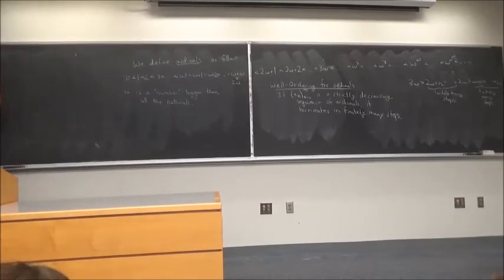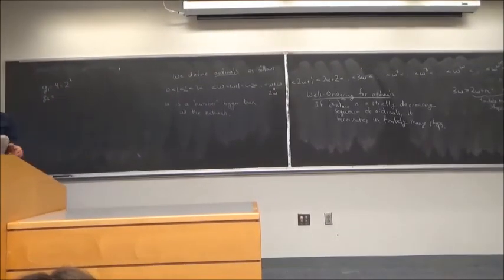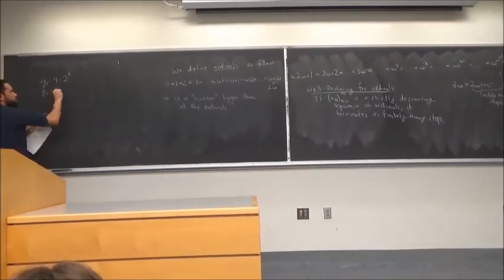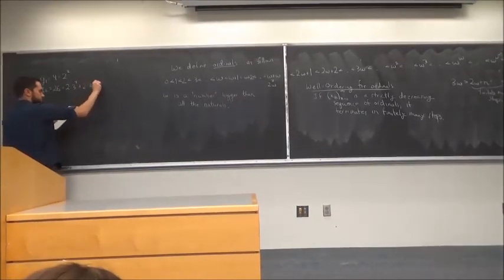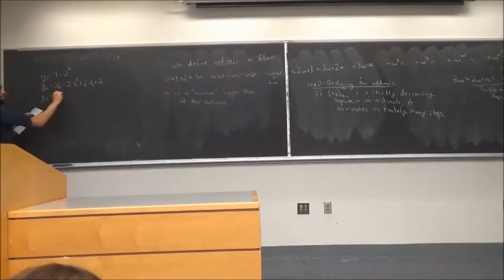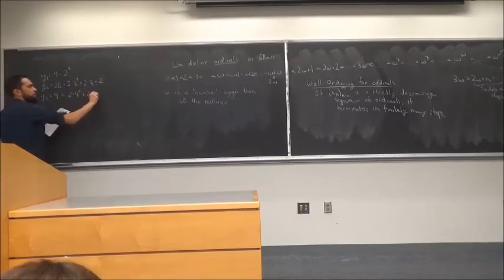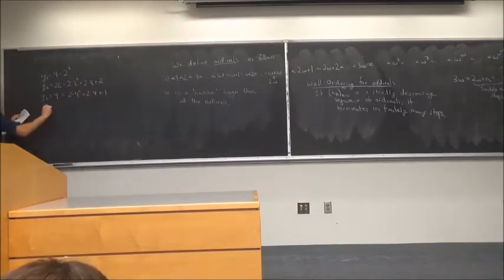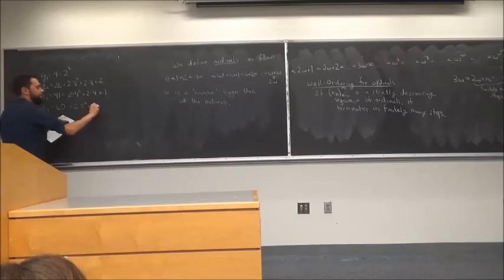Here we have G1 was 4. We said this was 2 squared. G2, let me just rewrite these guys so we have them, is 26. And we said this was 2 times 3 squared plus 2 times 3 plus 2. G3 was 41. This is 2 times 4 squared plus 2 times 4 plus 1. G4, sorry, this is 60, this is going to be 2 times 5 squared plus 2 times 5.